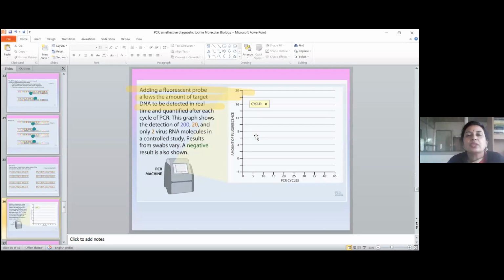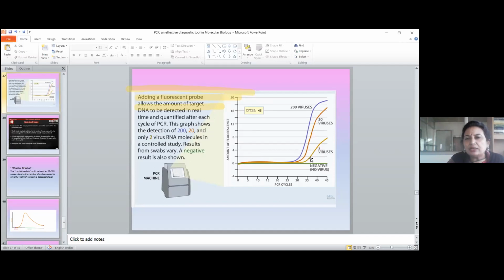Now, during RT-PCR for COVID-19, a fluorescent dye, a fluorescent probe, is added, and the fluorescent probe allows you to detect the amount of target DNA in real time. Real time, on the spot, you can check how much target DNA is present. As the cycles are repeated, the target DNA will be amplified, and you will come to know how many cycles are required for detecting the gene, for detecting the disease. So we've shown here a PCR machine.